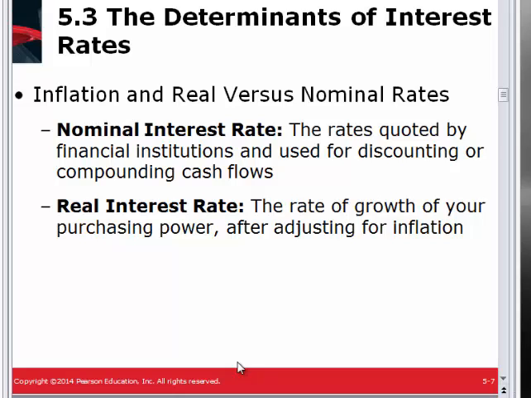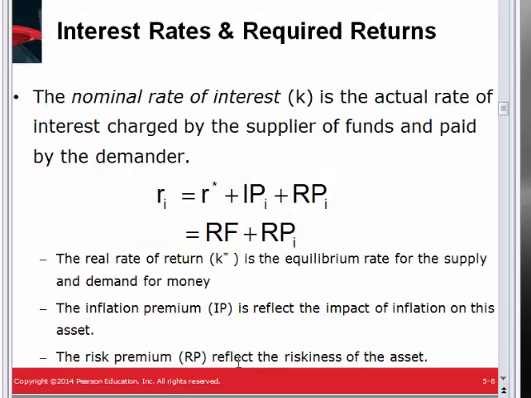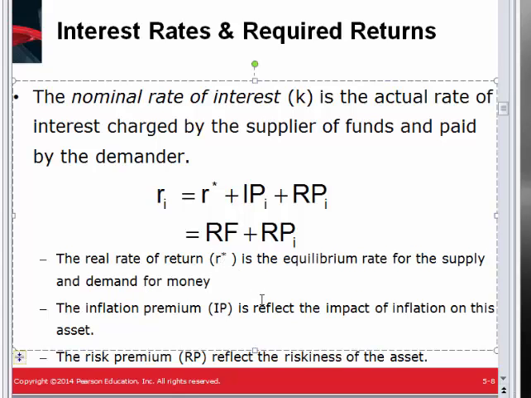So the real interest rate is the rate of growth of purchasing power. That's after we adjust it for inflation. So really there's a minimum amount, and here's where we have a formula that we can plug into. The R star here is what's referred to as the real rate of return. Again, sometimes it's an R, sometimes it's a K, depending on your textbook.